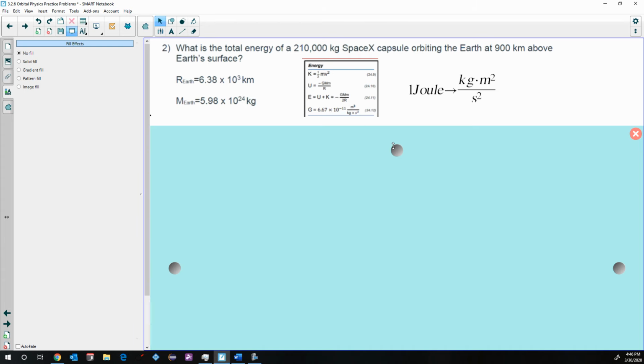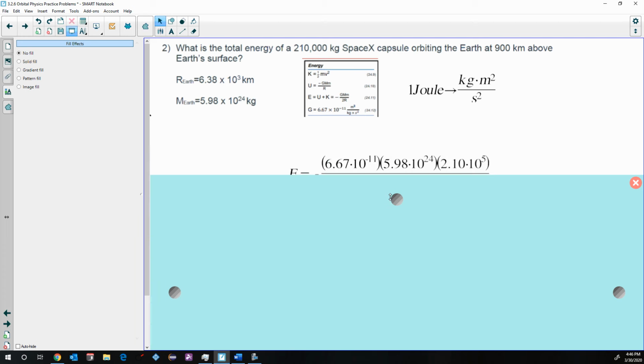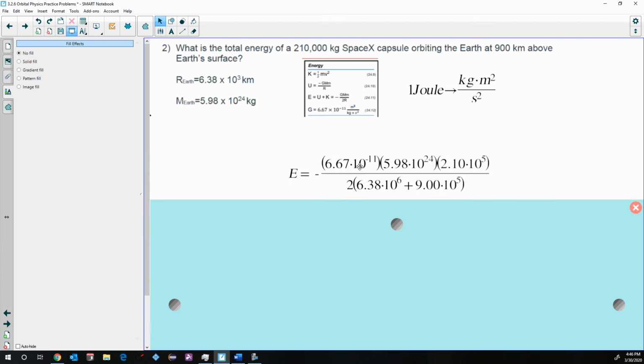All right, so here we go again. We're going to take a look at this one now. We have our gravitational constant, the mass of our Earth, and the mass of the object right there, 210,000, which is 2.10 times 10 to the 5th. And then we're going to double the radius of the Earth. Again, it has to be in meters, so 6.38 times 10 to the sixth instead of the third. And then the orbit itself is at 900 kilometers, so it'd be 9.00 times 10 to the fifth to get it in meters, right? We're going to multiply it out by three more decimal places.